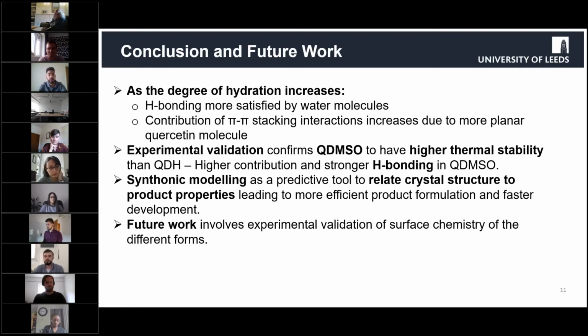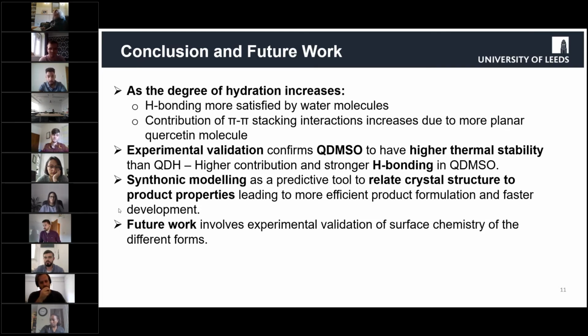And this work demonstrates that synthonic modeling can be a powerful tool which can be used to relate the crystal structure to the product properties, and can also be used at an early stage of solvate screening to differentiate between different solvate forms, and this can also lead to more efficient product formulation and faster development.